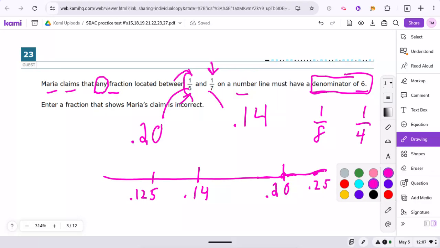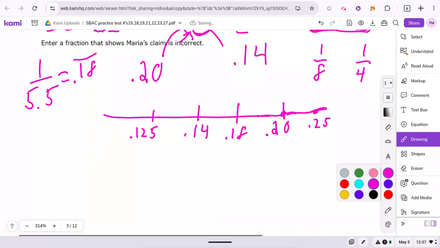So is there a number in between here that will give you a number in between there? So I can now think of decimals. So what if I did 1 over 5.5? So if I put that into the calculator, 1 divided by 5.5, I'd get 0.18. And it would be a repeating decimal, but that would go in here. So that could be your evidence that the claim is incorrect.